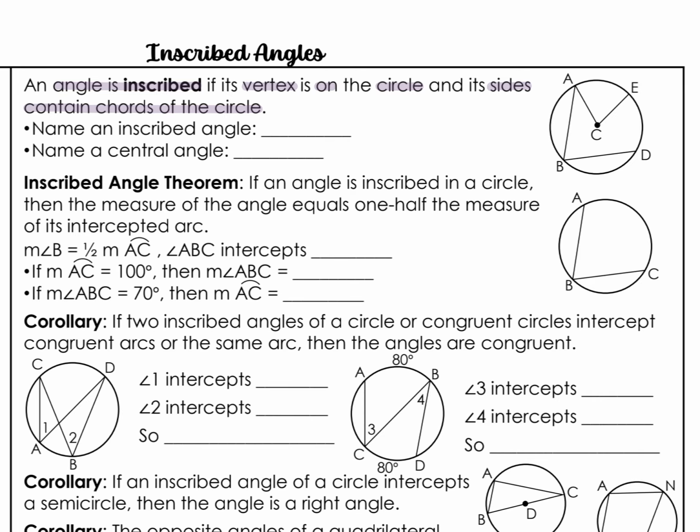Once again, we want to find an angle that has a vertex on the side of a circle. That's going to be right here where that point B is. And then we are going to use the two chords from that point, so here and then over here to that point A. This is an inscribed angle, so we can name it as angle ABD.